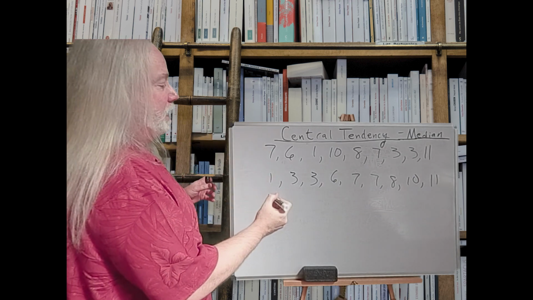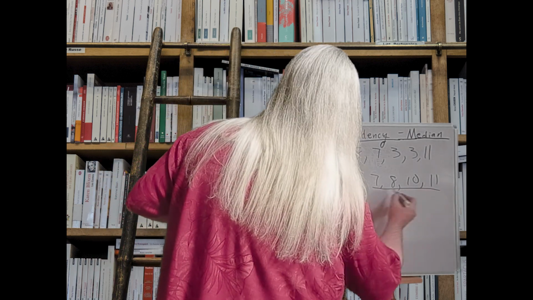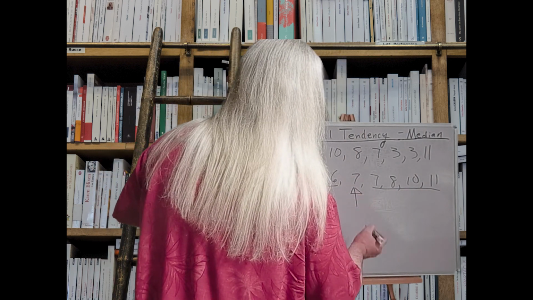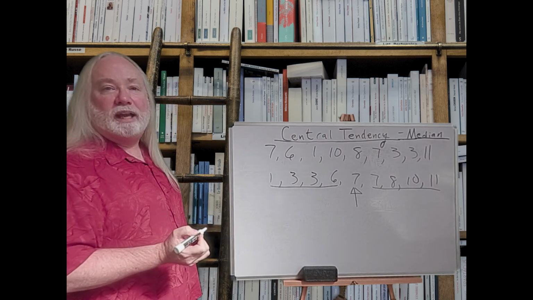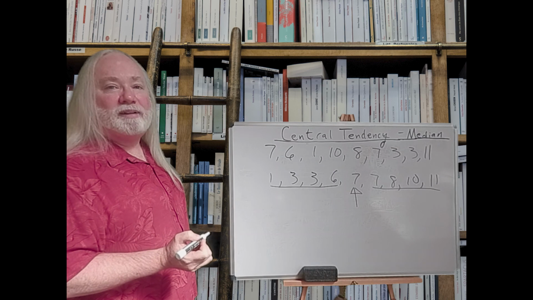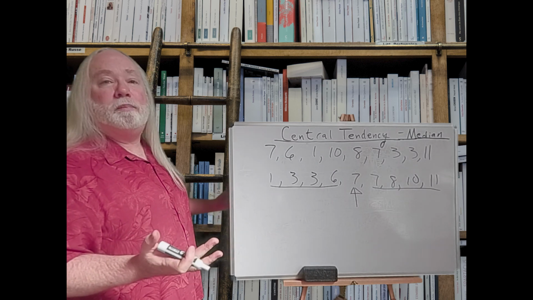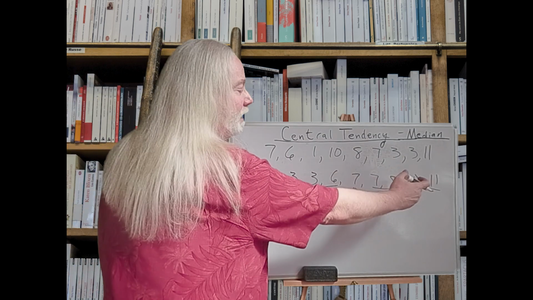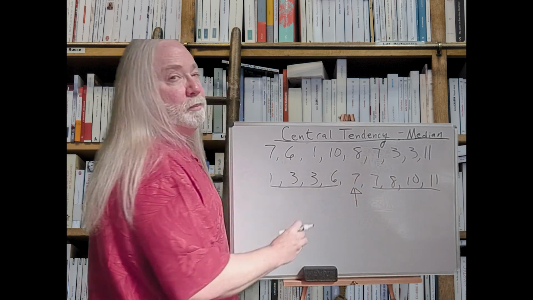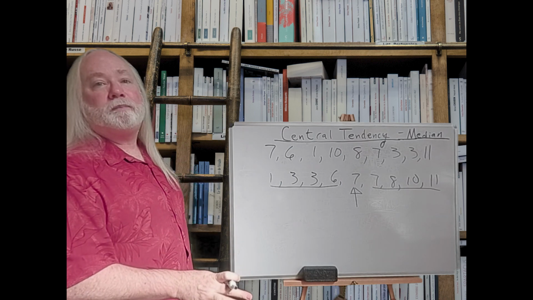So I end up with these 4 scores on the left, these 4 scores on the right, and there's 1 score exactly in the middle of the list. So the median is 7. It's as simple as that. That's all there is to a median. Go low to high and find the one exactly in the middle of the list. Whatever number that is, that's the median.